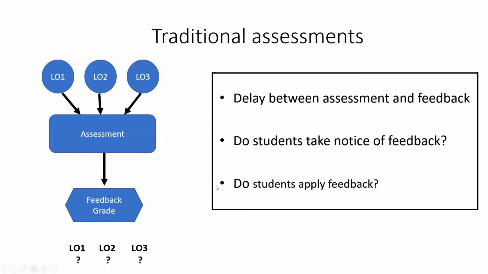So, in a traditional assessment, what we usually have are learning outcomes or topics, learning outcome 1, 2, 3. And in a traditional assessment, we give the students a test, we do the assessment, we collect the test. The test can be online or in class, paper-based. We collect the assessments and then the marking starts. We do the marking, we provide feedback, and we give a grade.